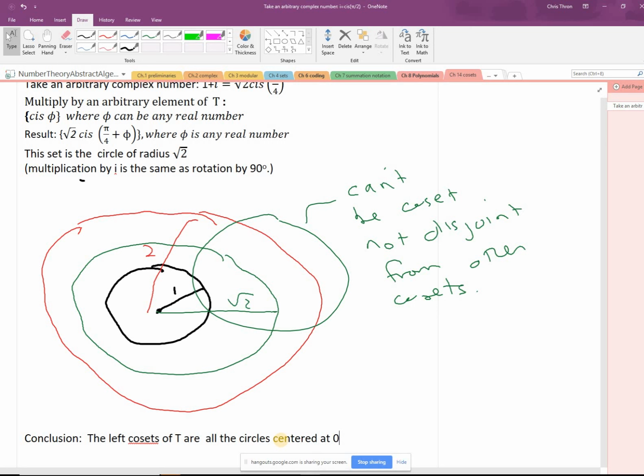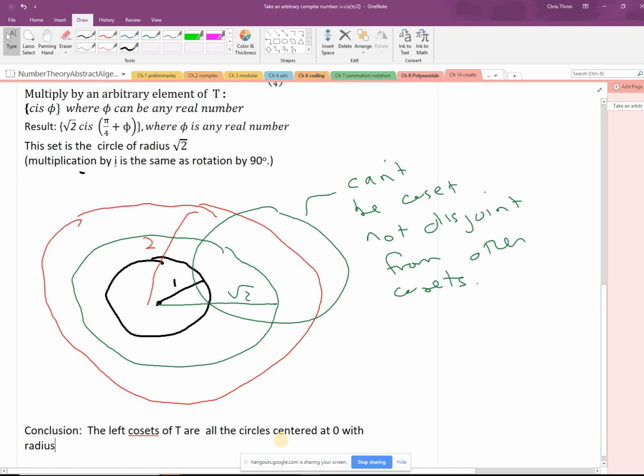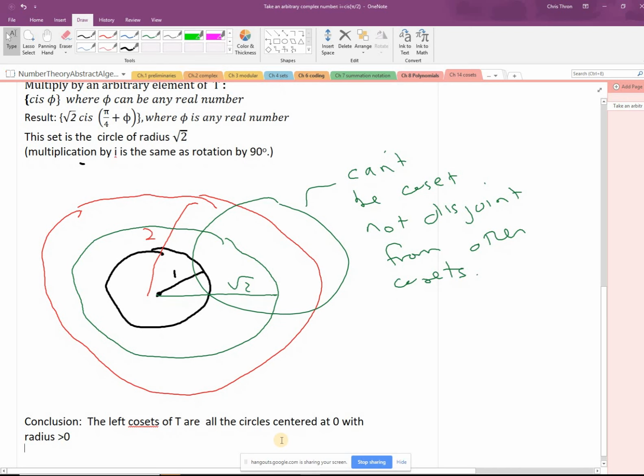Now, technically, a circle can have radius 0. Does this include the circles of radius 0? That's correct. Yes, it's not. So with radius greater than 0. All right, so that's this.